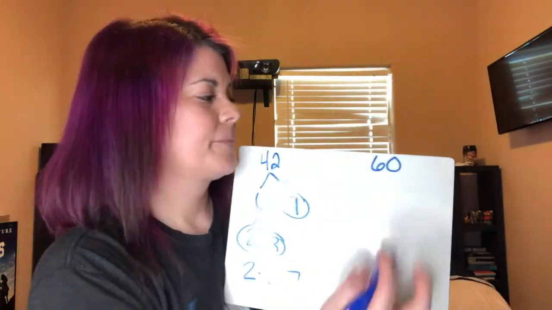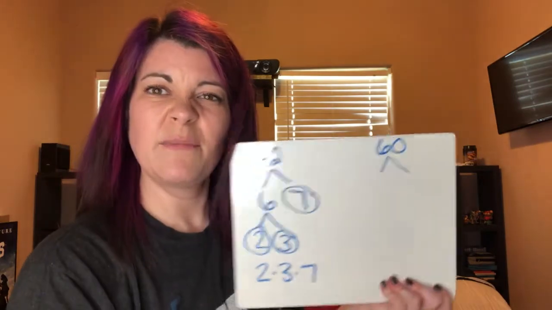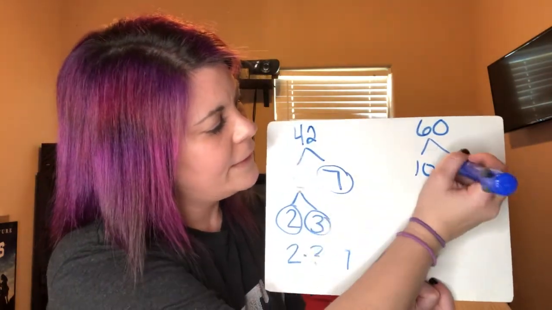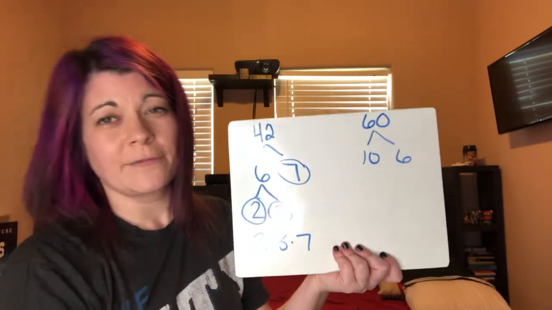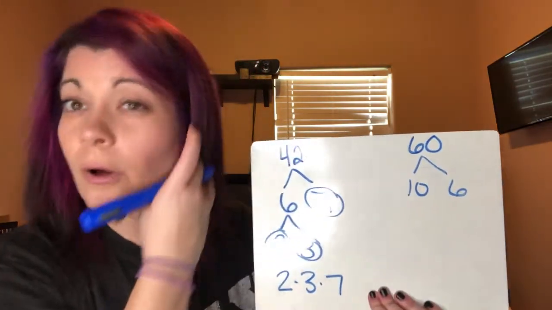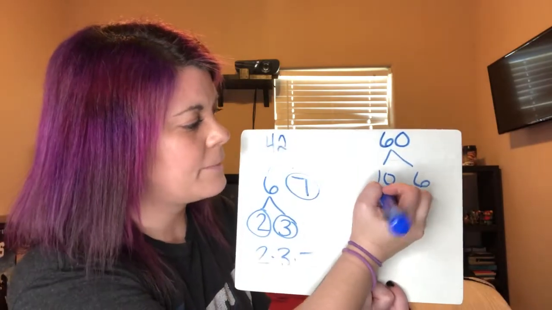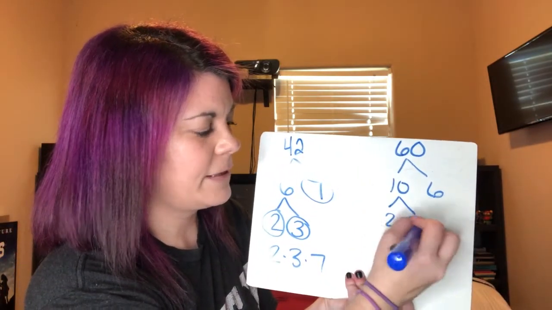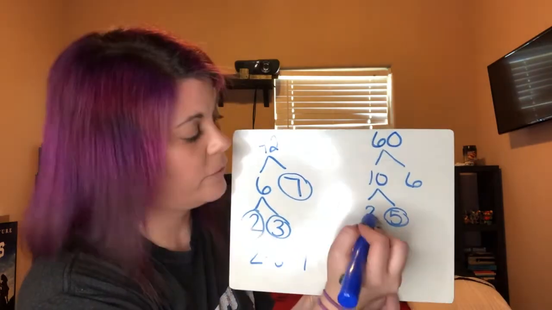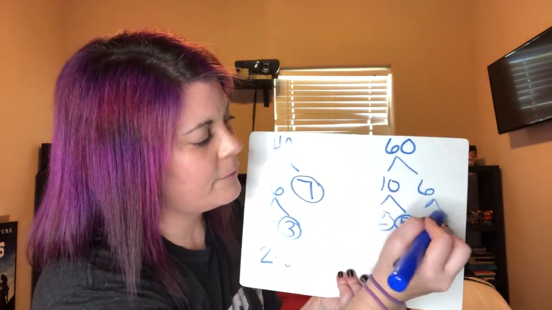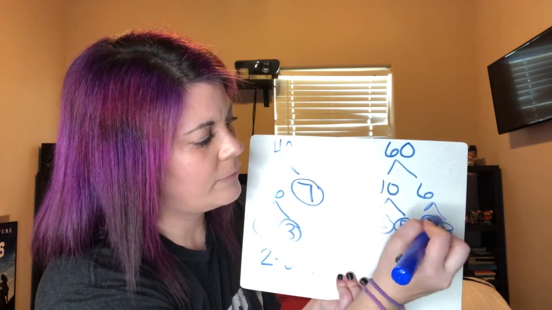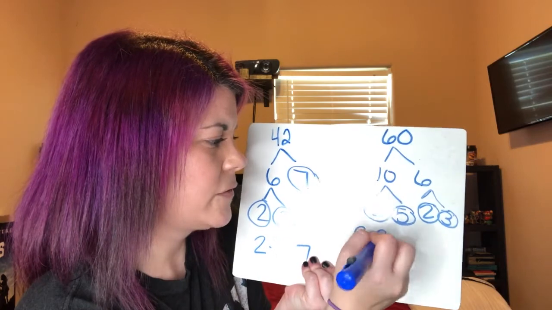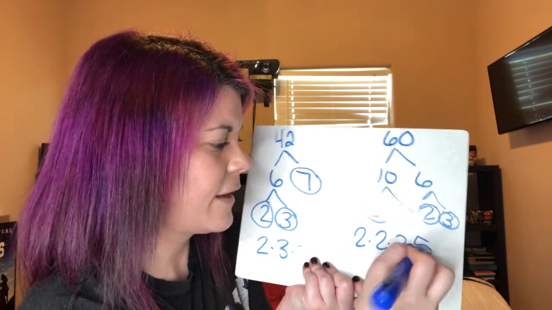With 60, I can break this down. I'm going to break it down to 10 and 6. You can do a lot of factors, but you just want to break it down until all that is left is prime numbers. 10 can be broken down into 2 and 5. And 6 can be broken down into 2 and 3, because 2 times 3 is 6. So now we have the prime factorization of that: 2 times 2 times 3 times 5.